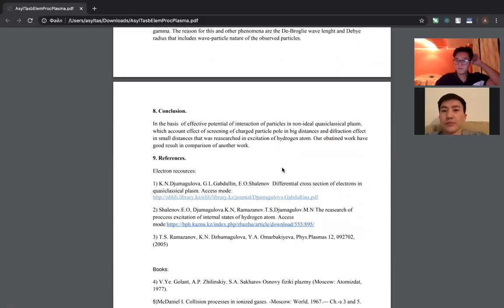Okay, and for last, let me conclude this work. On the basis of the effective potential of interaction of particles in non-ideal quasi-classical plasma, which accounts for the effect of screening of the charged particle field at big distances and the diffraction effect at small distances, the excitation of the hydrogen atom was researched, and our obtained work has good results in comparison with other works.